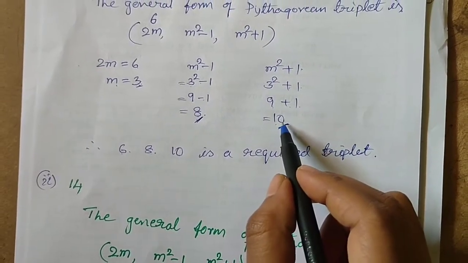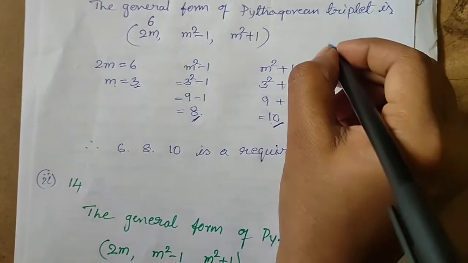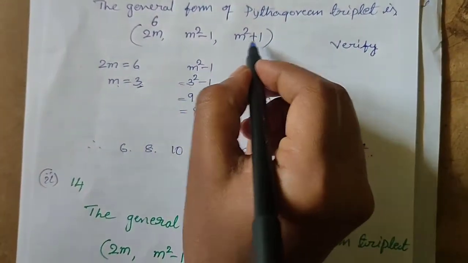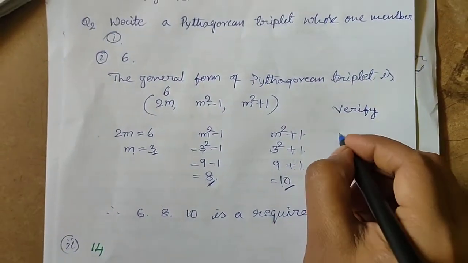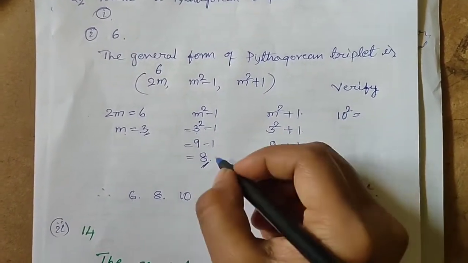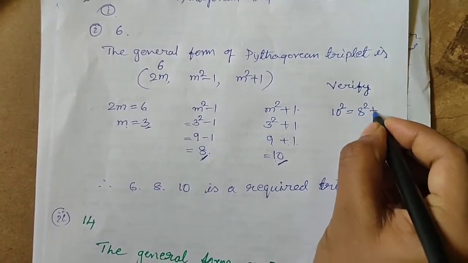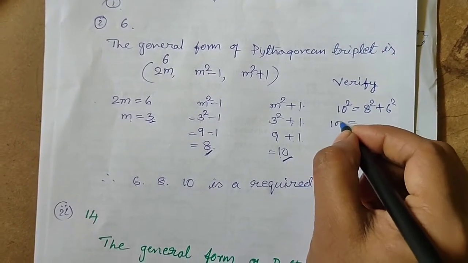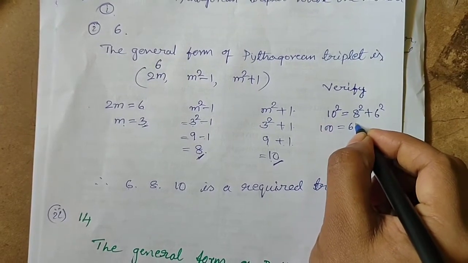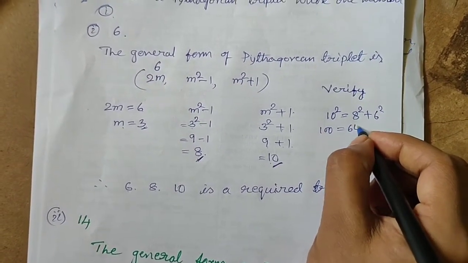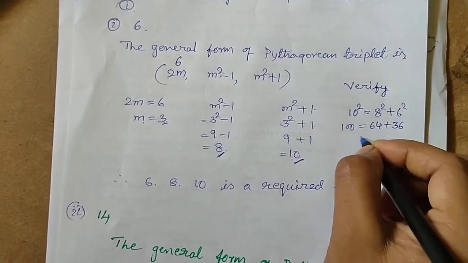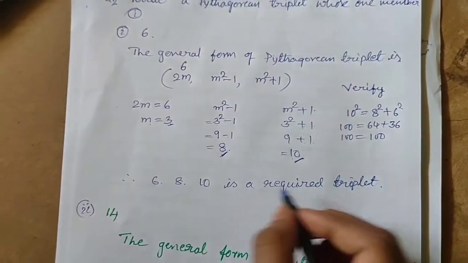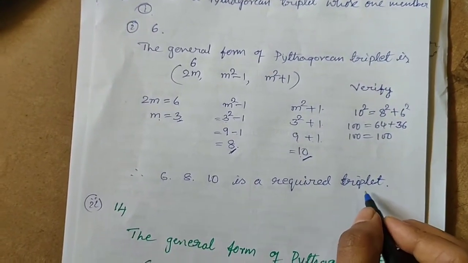You can check whether it is correct or not. So, verify by using the bigger number, which is 10. So, 10 square equals 8 square plus 6 square. 10 square is 100, 8 square is 64, 6 square is 36. You can add these two, we get 100. Therefore, 6, 8, 10 is a Pythagorean triplet.